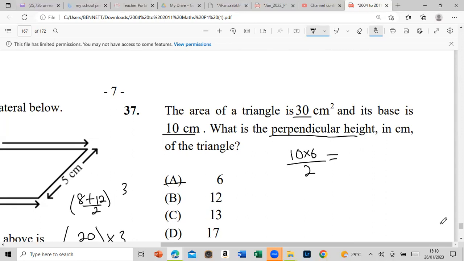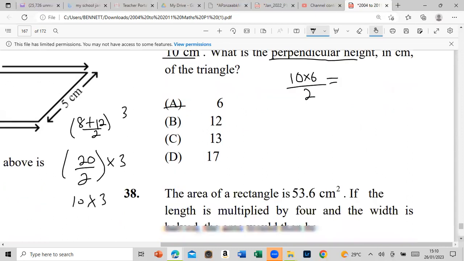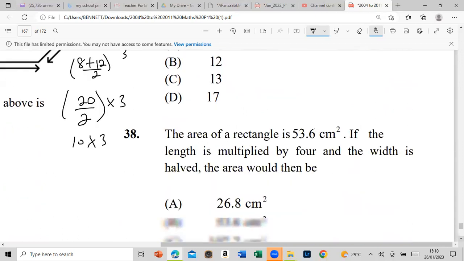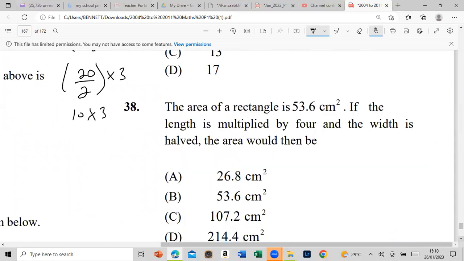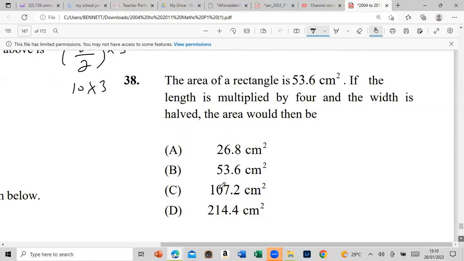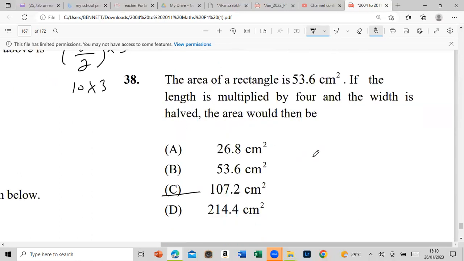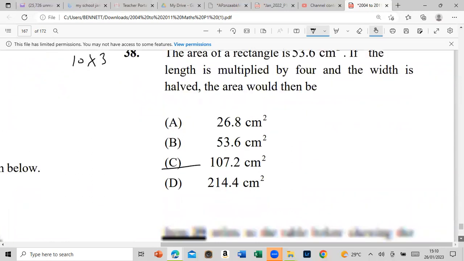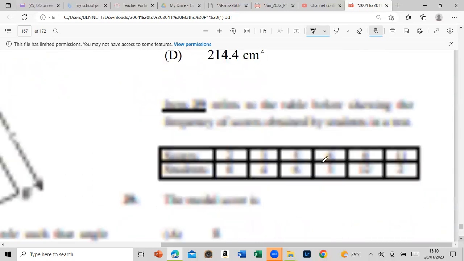Very easy. The area of a rectangle is 53.6 centimeters squared. If the length is multiplied by 4 and the width is halved, what is the new area? That would be double. I did that one earlier, so I won't go over that again. Watch the video, please.